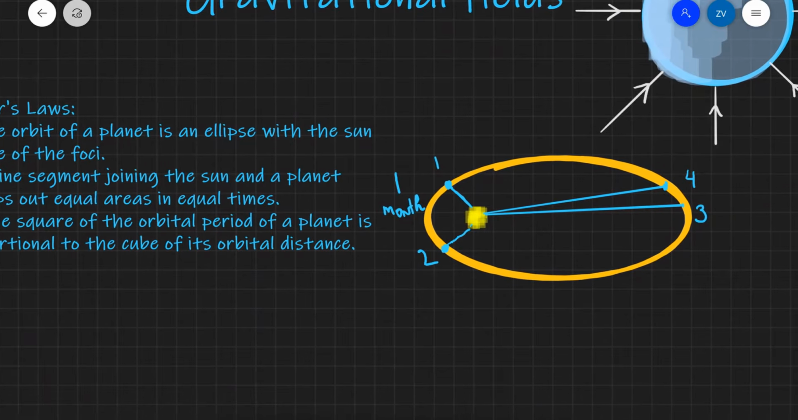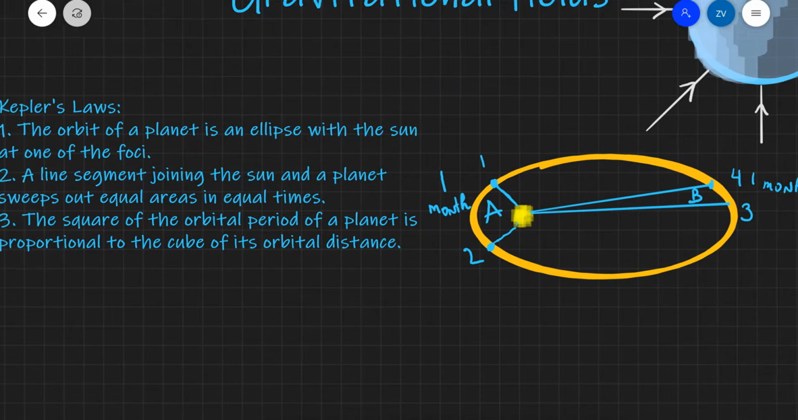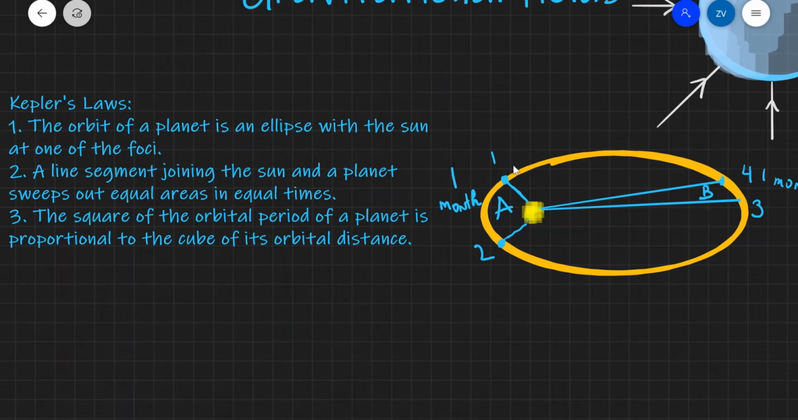Now let's say that the planet goes from 3 to 4 in also 1 month. Those two areas are going to be exactly the same. So area A is going to equal area B. Now this is actually a consequence of the fact that the planet is speeding up if it's closer to the sun due to the fact that it's experiencing a higher gravitational force.